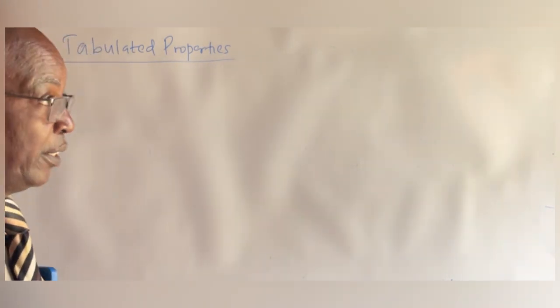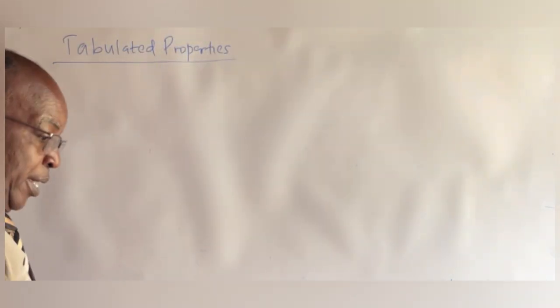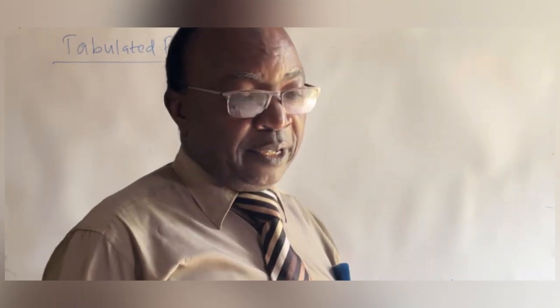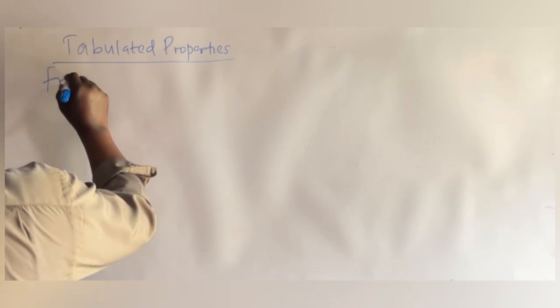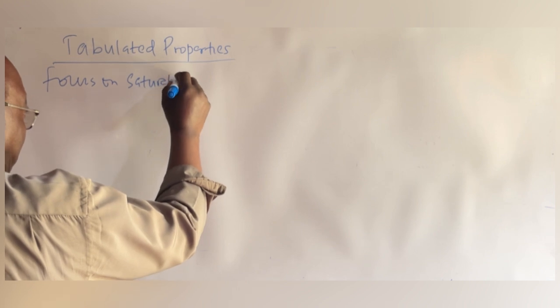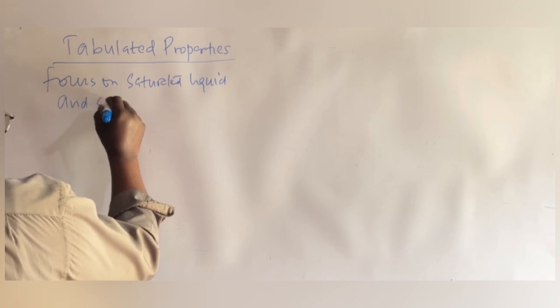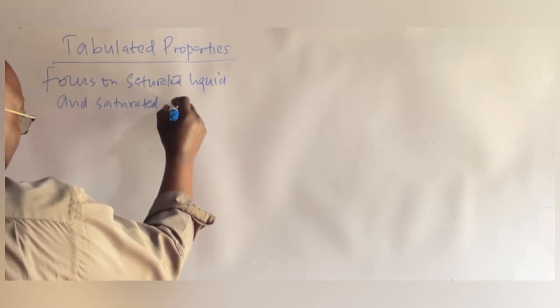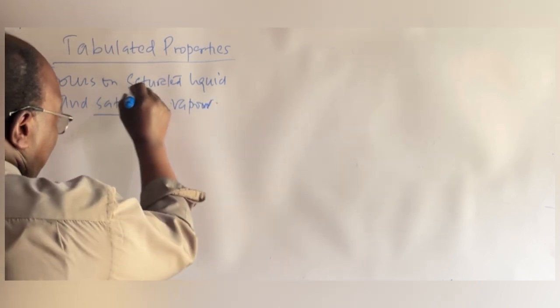We are going to look at a very important tabulated property in thermodynamics under what we call steam tables. Our main focus should be on the saturated liquid and saturated vapor.